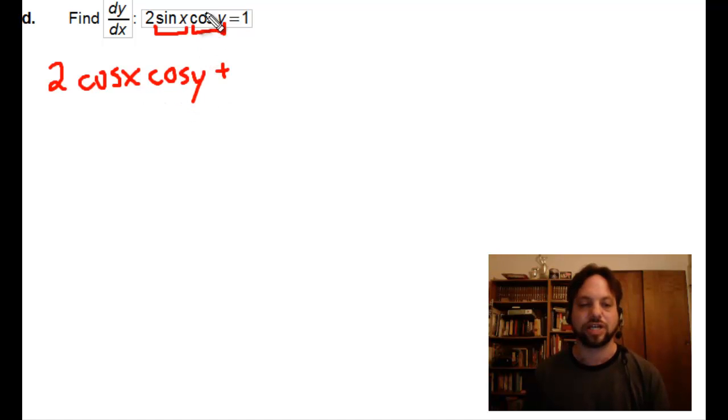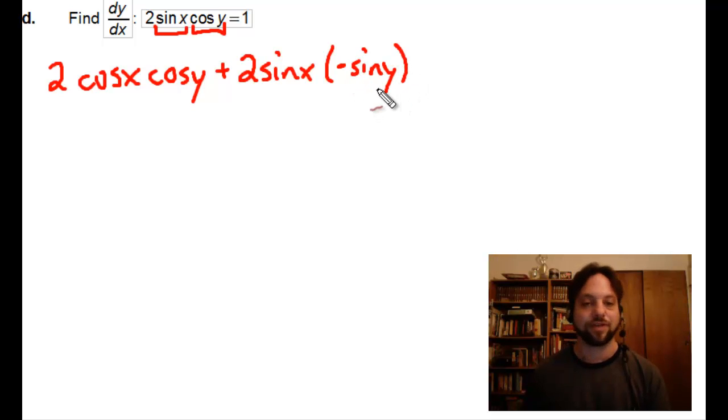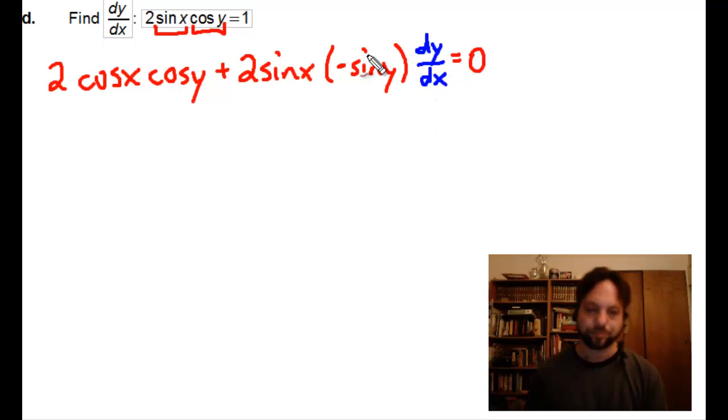And then if we differentiate the cosine y part, that will give us 2, we'll bring the sine x along. And then what's the derivative of cosine y? That, of course, is negative sine y. But what am I forgetting? Well, we just differentiated a y, so I better include a dy dx here so as not to lose what I'm doing. And it will equal 0, of course, on the other side.